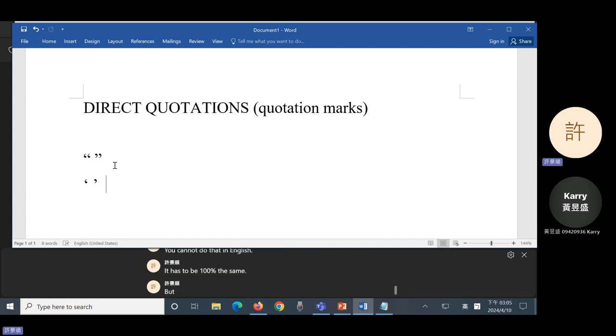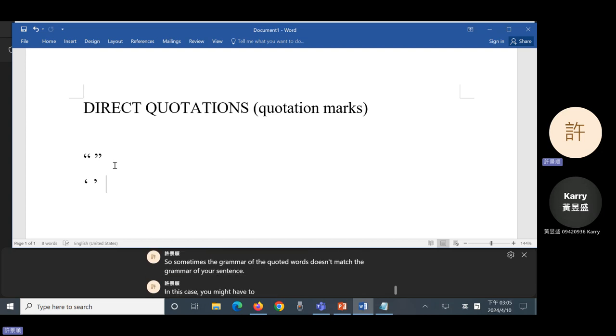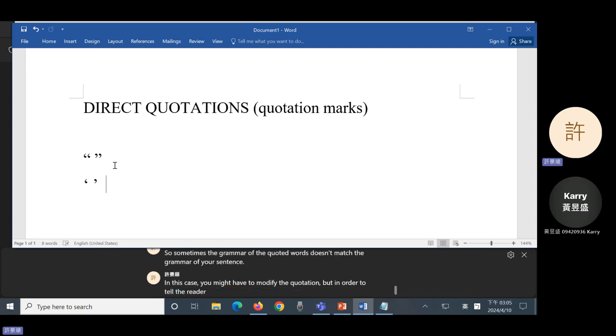But sometimes, because English has tense, aspect, number, a lot of grammar rules, right? Sometimes the grammar of the quoted words doesn't match the grammar of your sentence. In this case, you might have to modify the quotation. But in order to tell the reader that you have changed something about the original language, there are two ways to tell the reader.